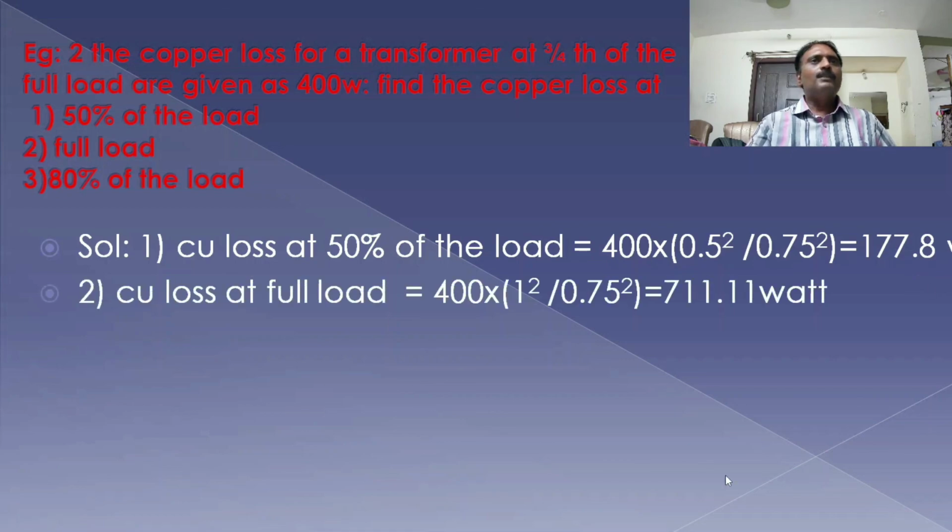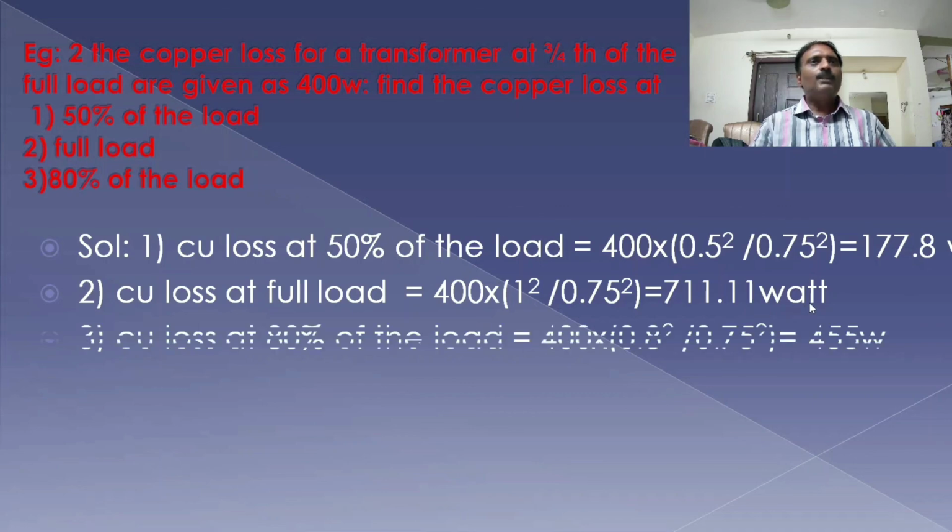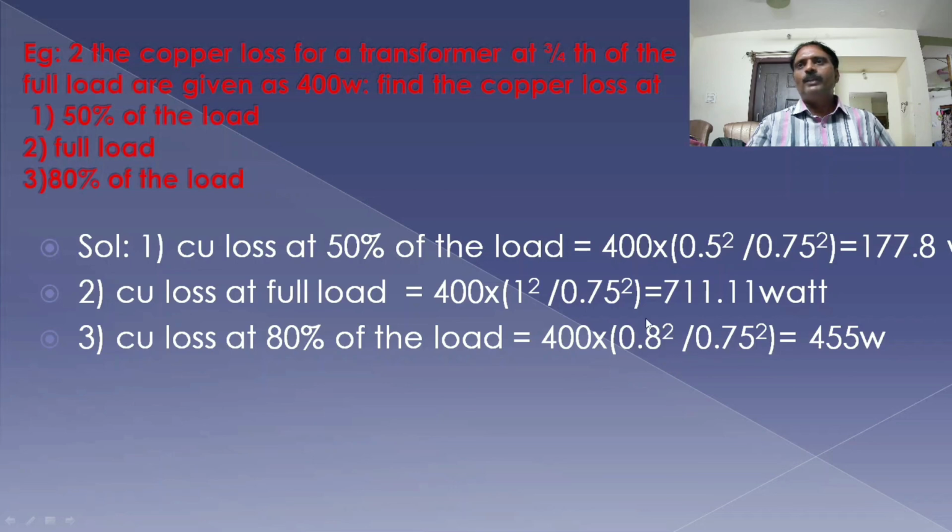Now come to the case of the second one, copper loss at full load. So we have to calculate at full load. So the numerator will be 1 square and the denominator is the same, 0.75 square, which will give us 711.11 watts. Similarly the third one is at 80% of the load, so only the numerator changes, 0.8 square by 0.75 square, so that is equal to 455 watts.